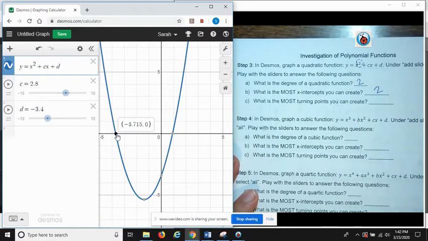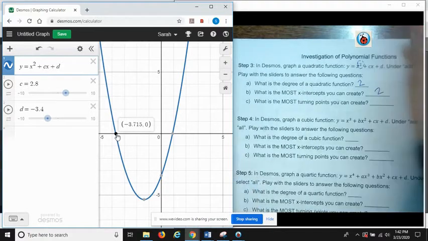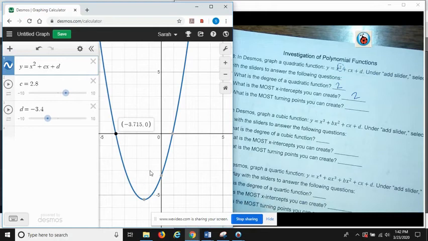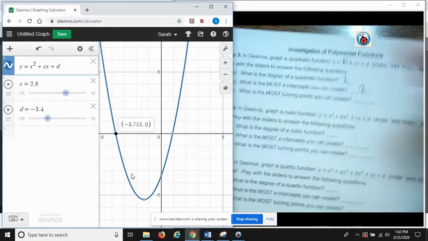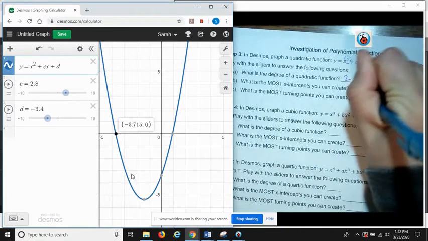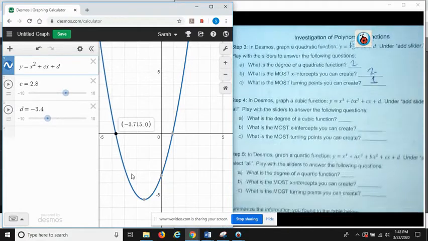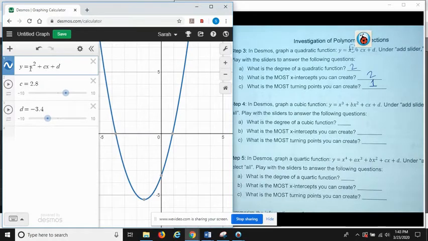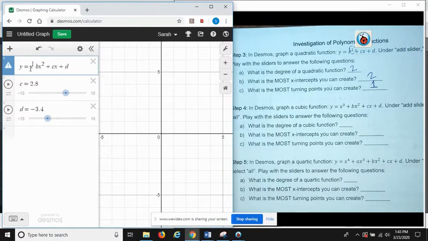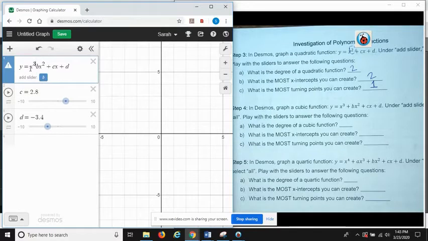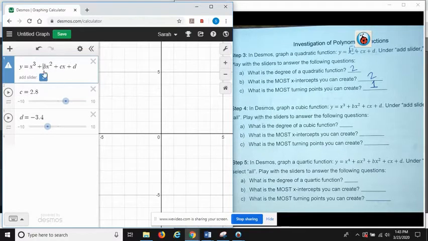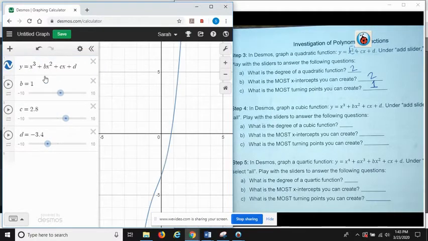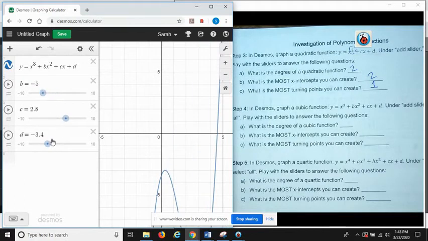What is the most turning points you can create? No matter what we did, our quadratic function pretty much stayed in the same shape. And so this means that the max turning points are going to be 1. Okay, so then for this next one, I'm going to add a b in front of my x squared, and I'm going to add an x cubed as well, and plus. And I want to add my b slider. Okay, so this time I can play around and see what my b does.